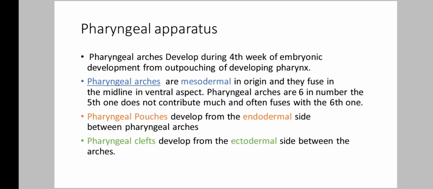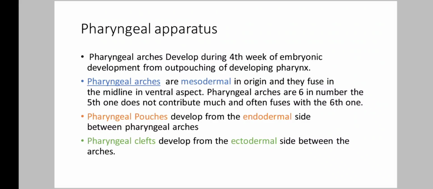So what is the pharyngeal apparatus? It consists of pharyngeal arches which develop during the 4th week of embryonic development, and these come from the outpouching of the developing pharynx. There are pharyngeal arches which are mesodermal in origin. We'll see the pictures in the next slide.